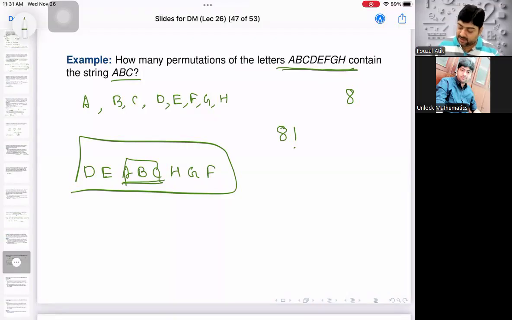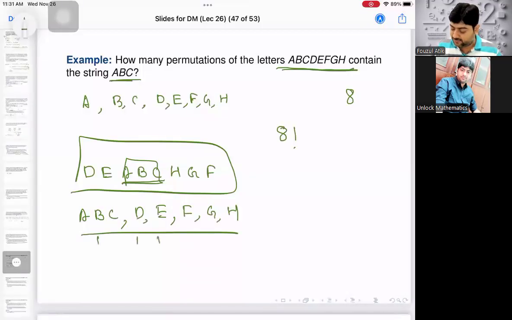What you can do is just make A, B, C a single element. It's a block. And then the others onwards are single letters: D, E, F, G, and H. Then find the total number of permutations. That will give you the cases where the block A, B, C stays together. Correct? Now, how many elements are there? 1, 2, 3, 4, 5, 6. So that means you have 6 elements, and you have to permute all of them.